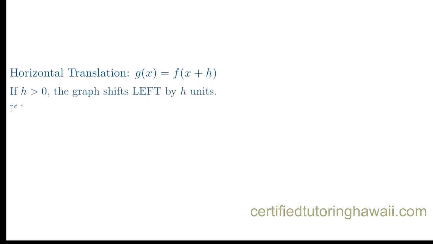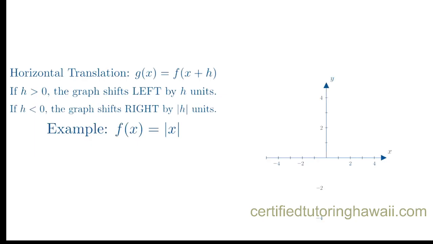Here's the key. A plus sign inside the parentheses shifts the graph to the left, which is in the negative direction. A minus sign inside the parentheses shifts the graph to the right, in the positive direction. Let's use our absolute value parent function again. Remember, our parent function is f(x) equals the absolute value of x, centered at the origin.